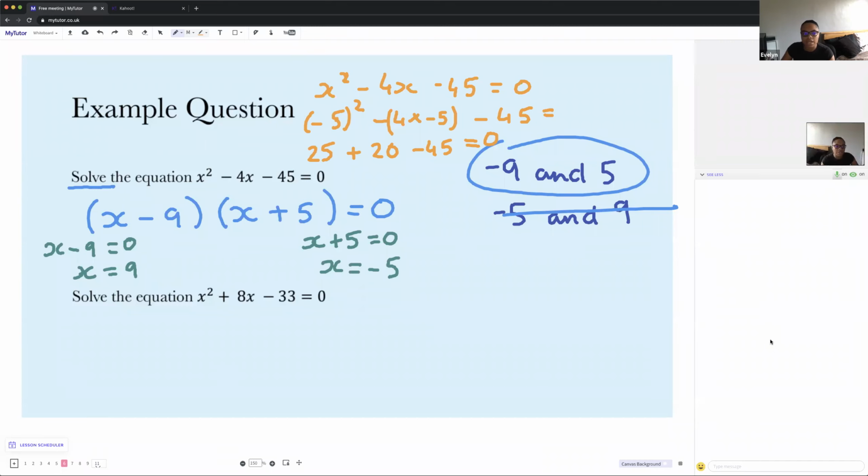So what I would like you guys to do is have a go at the question below and see what answers you get for that one. Remember, when you're solving quadratic equations, a lot of the time you get 2 solutions. So you should get x equals something and x equals something else. There's only a few occasions where you'll get x equals one thing and you won't get another solution.